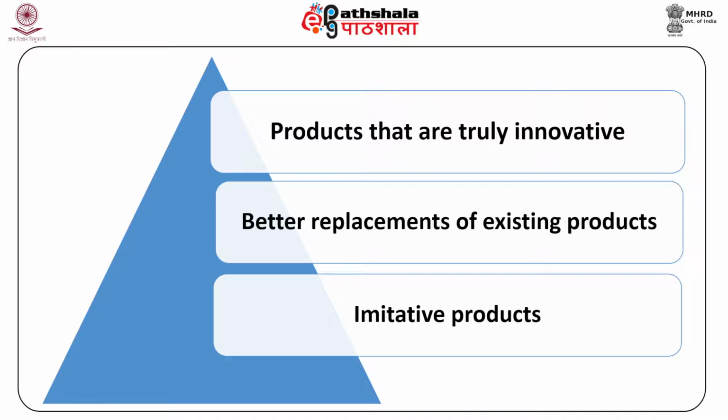Third, imitative products. Such products are new to a particular company but not to the market. Often a company starts production of products which are new for it but not for the market. The main objective is to capture part of an existing market with a Me Too product. Such a category also contains annual new versions and models of the existing products.